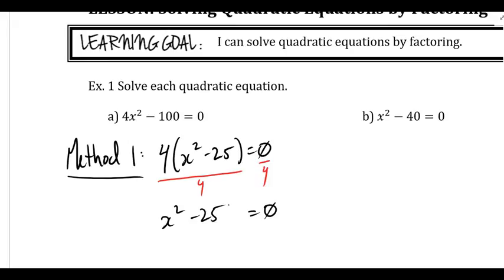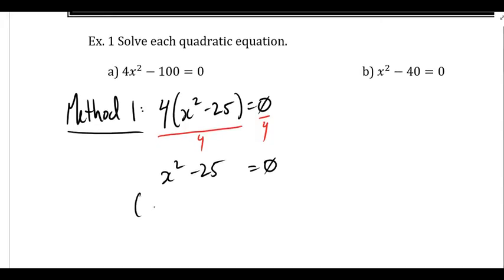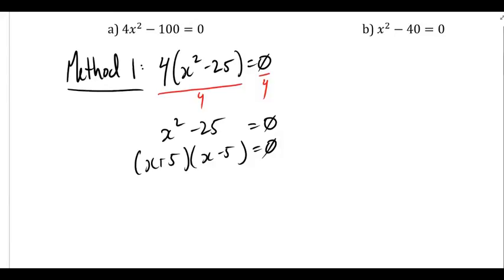If you don't know why the 4 disappeared and you don't understand that, leave it there. Don't start magically getting rid of things. And what we're going to do with this is (x plus 5)(x minus 5) equals 0. And so then, therefore, x plus 5 equals 0, x minus 5 equals 0, and x equals negative 5, x equals 5. Two solutions. So that's one way of doing it.